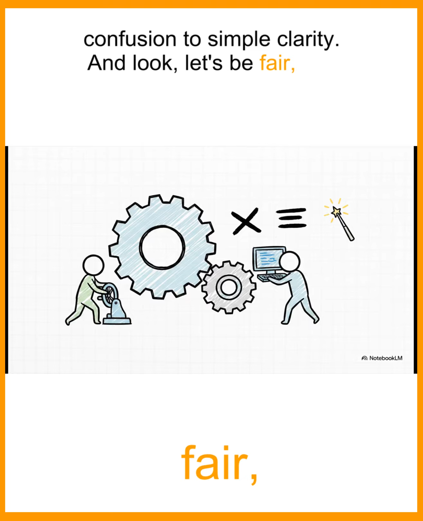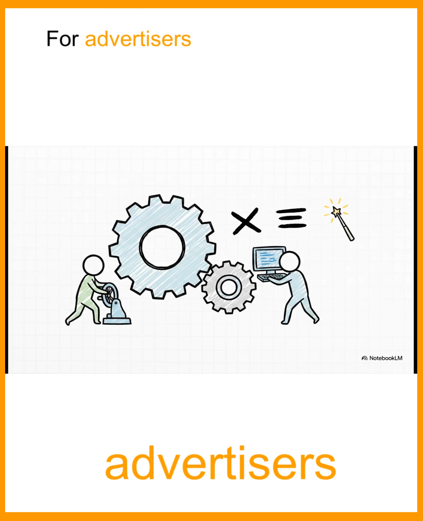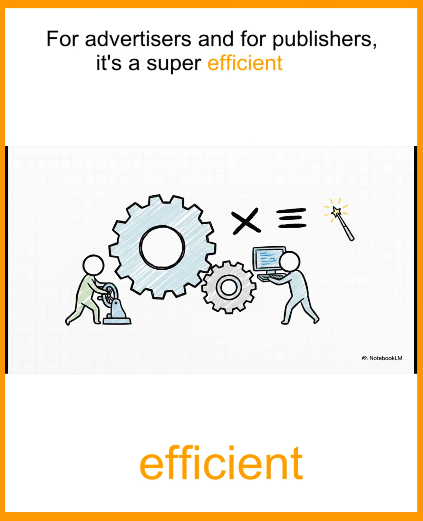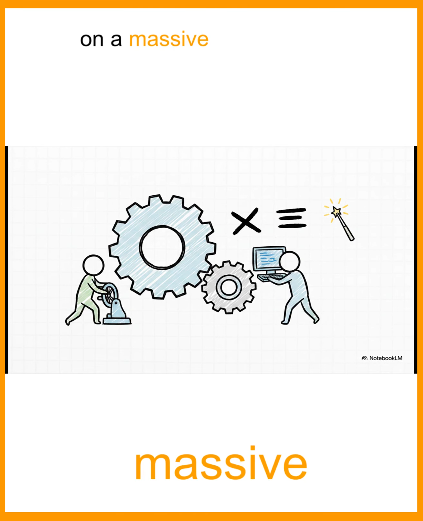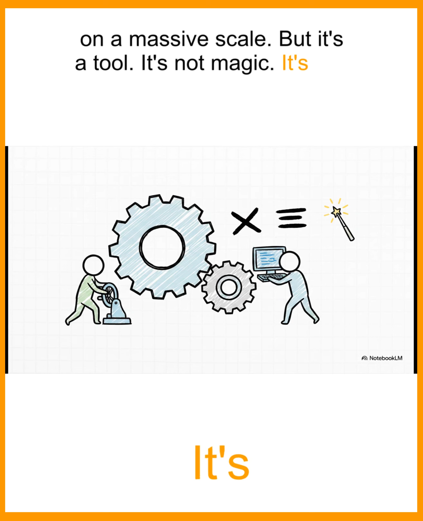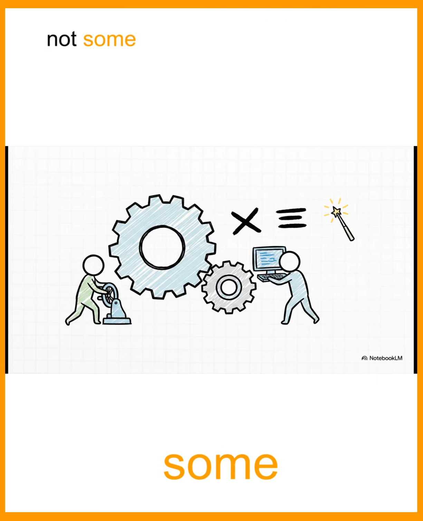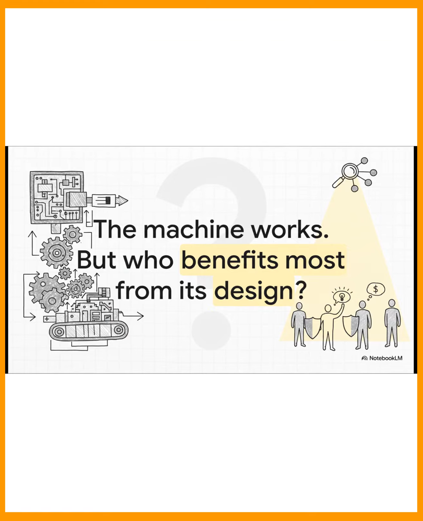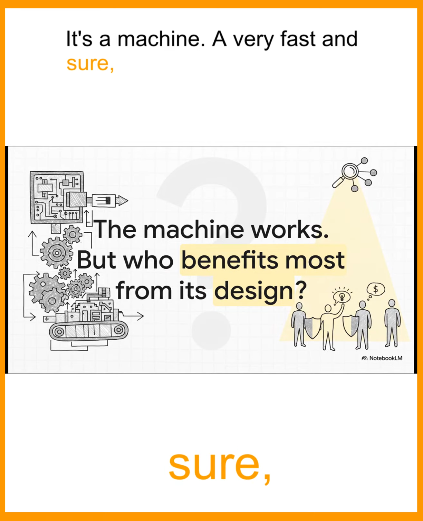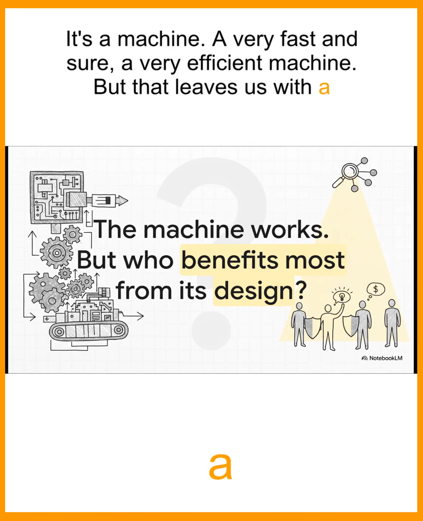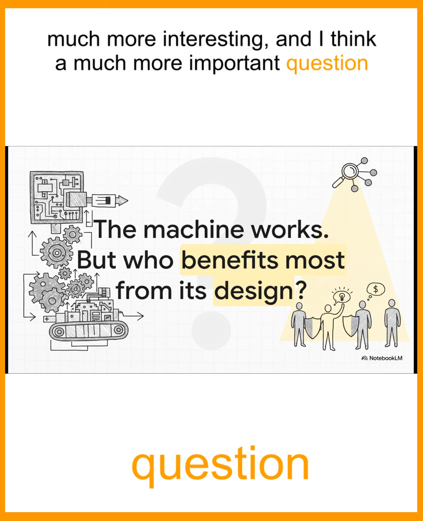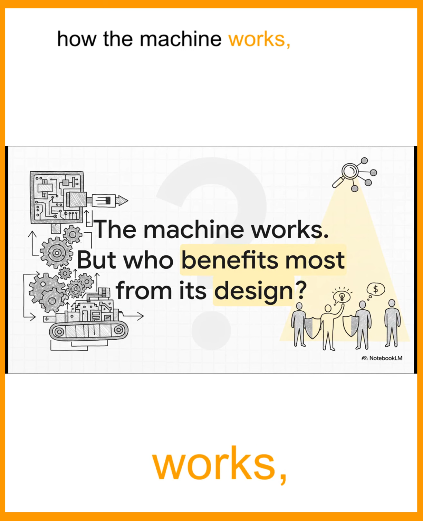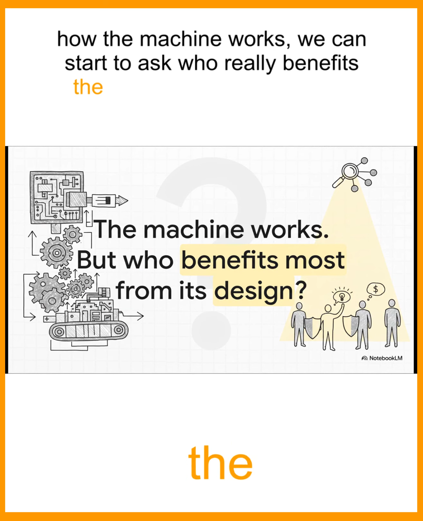And look, let's be fair. This automation, it's genuinely useful for advertisers and for publishers. It's a super efficient way to buy and sell ad space on a massive scale. But it's a tool. It's not magic. It's just a machine built with code, not some mysterious, unknowable force. So at the end of the day, we've established it's not magic. It's a machine, a very fast and sure, a very efficient machine. But that leaves us with a much more interesting and I think a much more important question to ask. Now that we understand how the machine works, we can start to ask who really benefits the most from the way it was built.